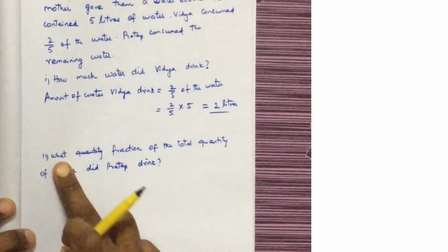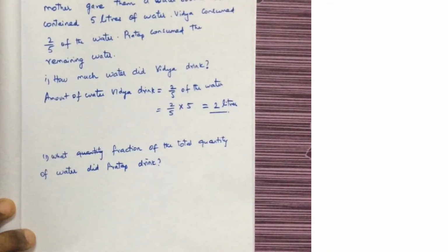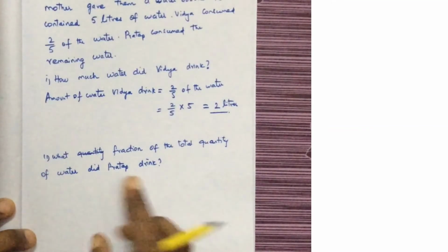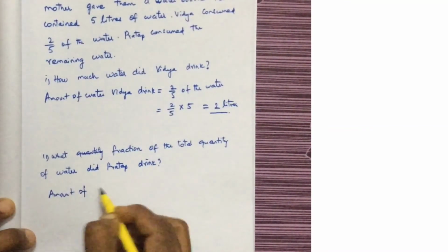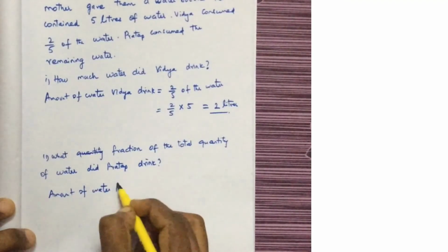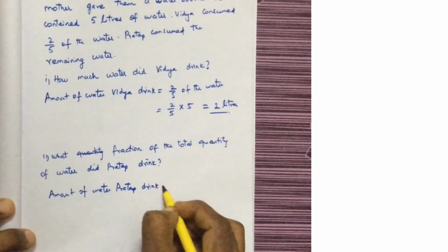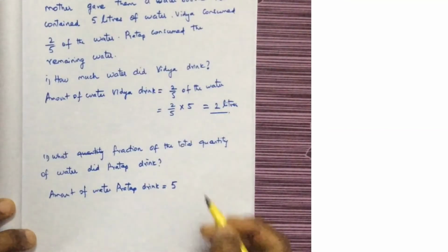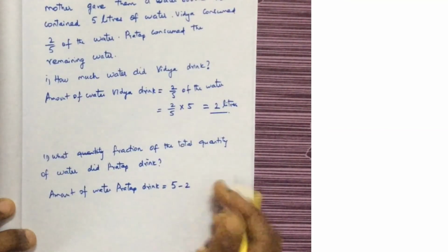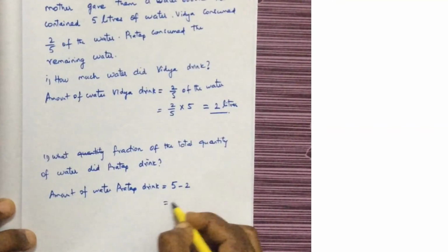What fraction of the total quantity of water did Pratap drink? Now they asked what fraction of water did Pratap drink. Let me first find the amount of water Pratap drank. So totally there was 5 liters of water. Out of that, 2 liters was drunk by Vidya. So the remaining is 3 liters.